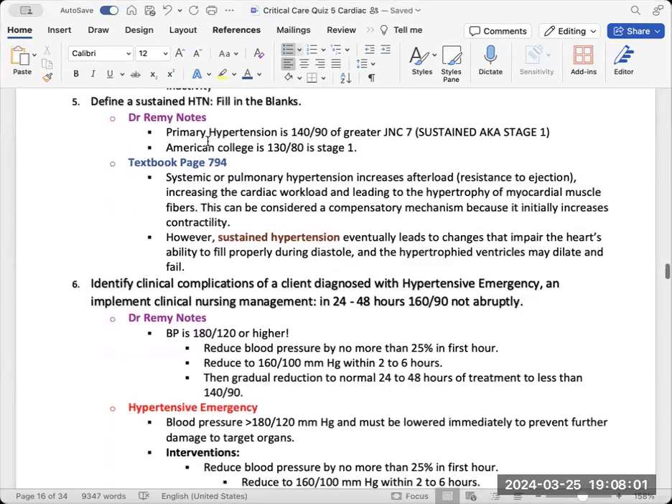The next question is to define sustained hypertension. According to the JNC7, which is one of the organizations that Dr. Amy mentions, sustained hypertension would be a blood pressure of 140 over 90 or greater, whereas the American College would say sustained hypertension would be a blood pressure of 130 over 80 or above.